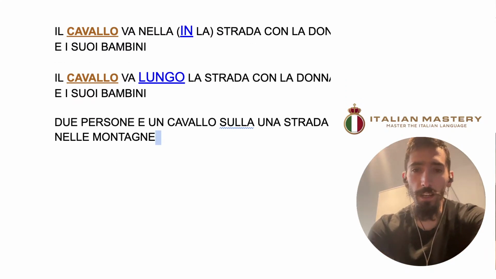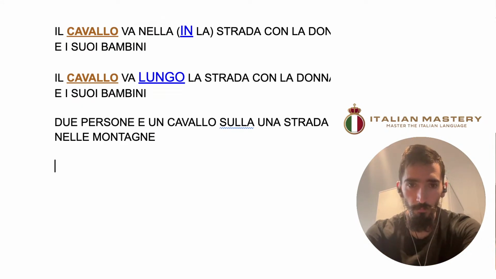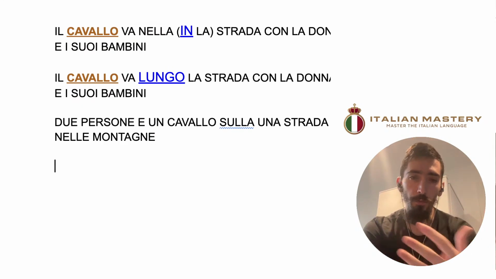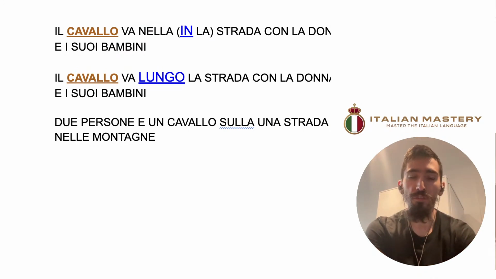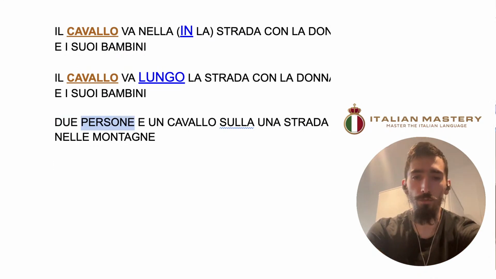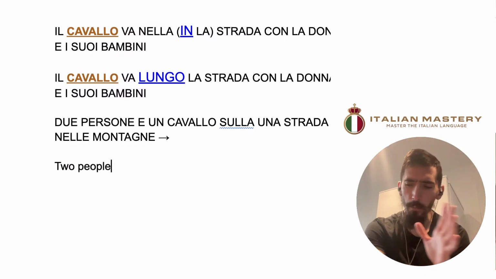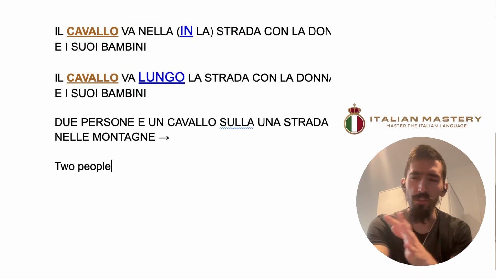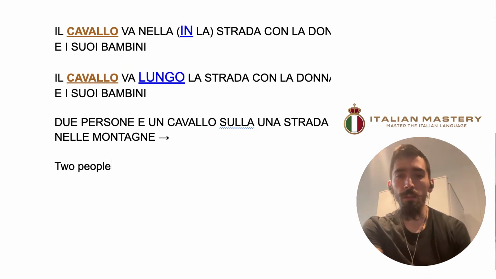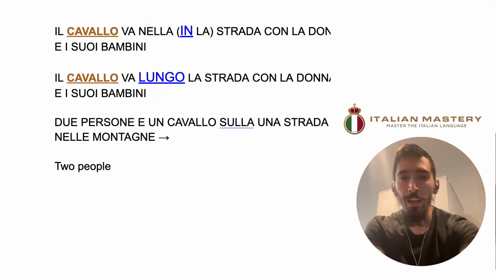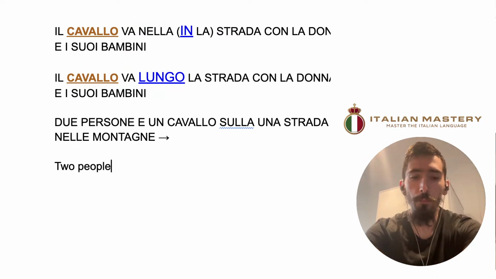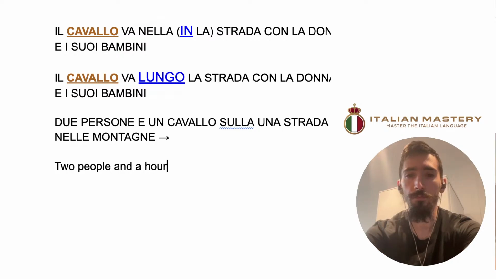Okay, so this is an interesting sentence. Due persone. So the question is probably, what do you see? You see due persone. So two people. This is very simple. Two people. Remember, in Italian, you don't have to think about persons, people. It's always persone. E un cavallo. So two people and a horse.